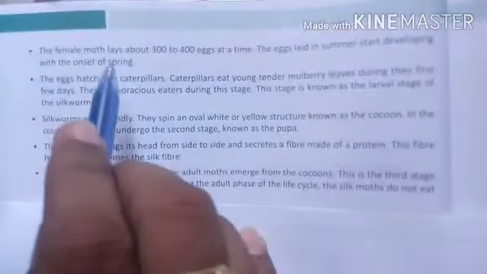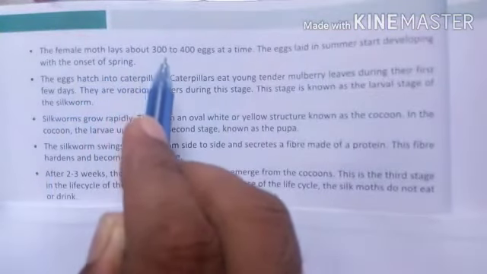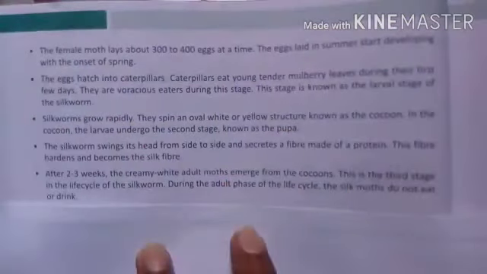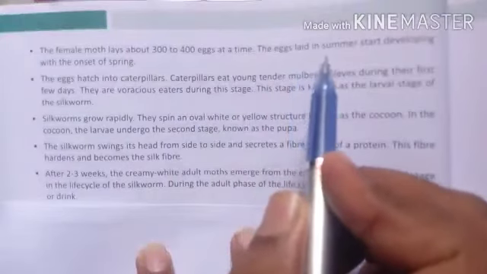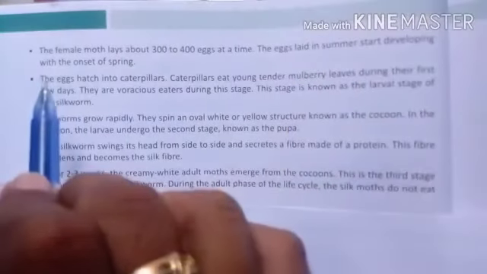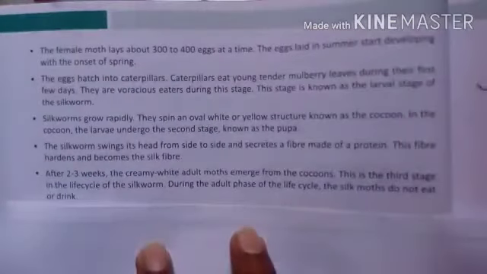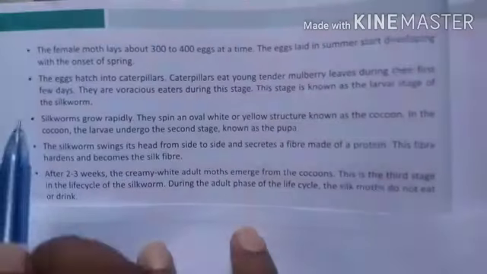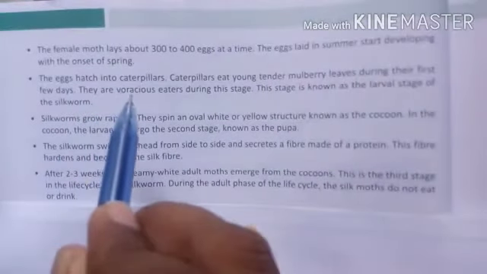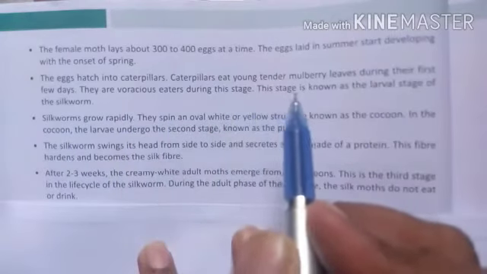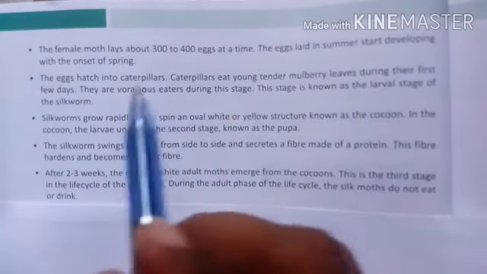The female moth lays about 300 to 400 eggs at a time. The eggs laid in summer start developing with the onset of spring. The eggs hatch into caterpillars. Caterpillars eat young tender mulberry leaves during the first few days.